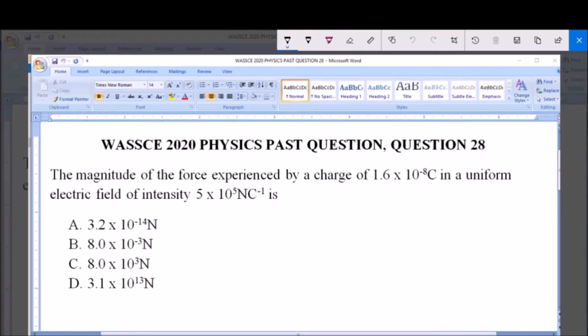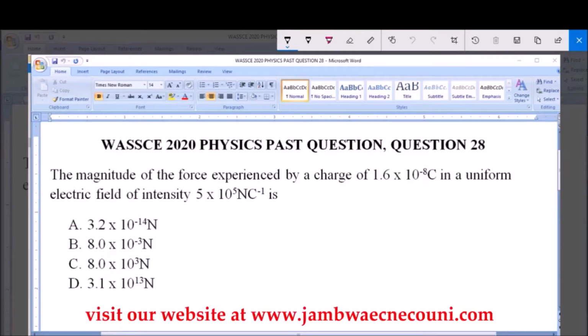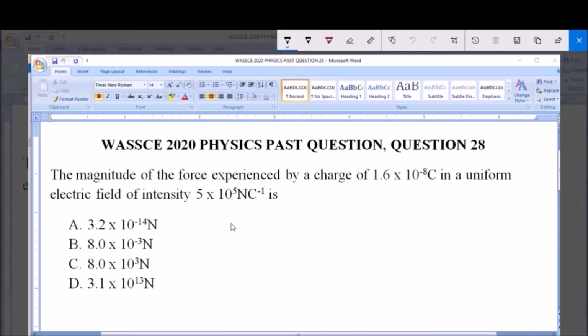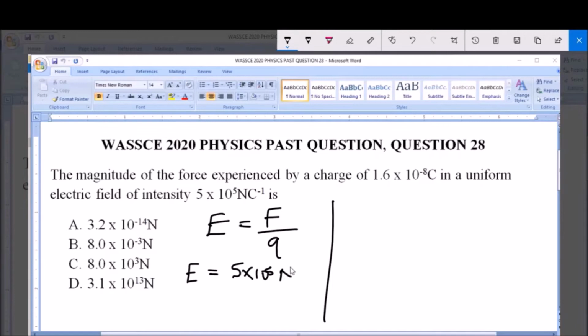So we have to find the magnitude of the force experienced by a charge in a uniform electric field of intensity 5 × 10⁵ newton per coulomb. Now, electric field intensity E is given by the force experienced by a charge over the quantity of this charge, Q. So this is the force, this is the quantity of charge, and this is the electric field intensity. Now we are given E to be equal to 5 × 10⁵ newton per coulomb, and Q, the quantity of charge, to be equal to 1.6 × 10⁻⁸ coulomb. Now we are asked to find the force experienced by this charge.